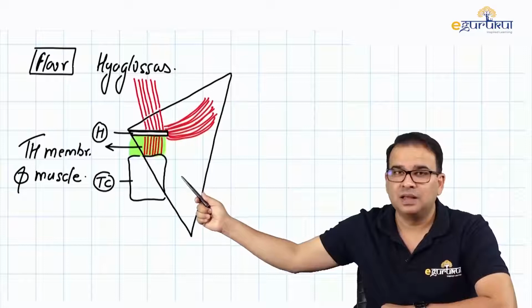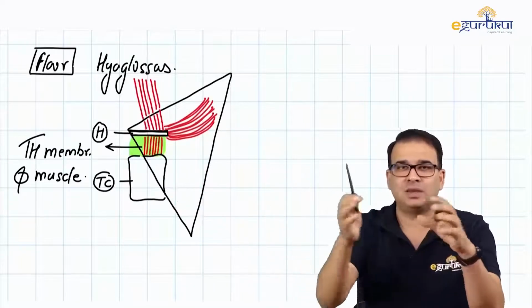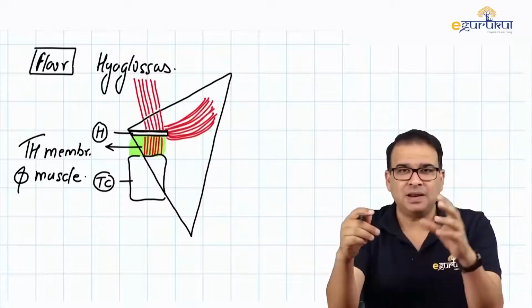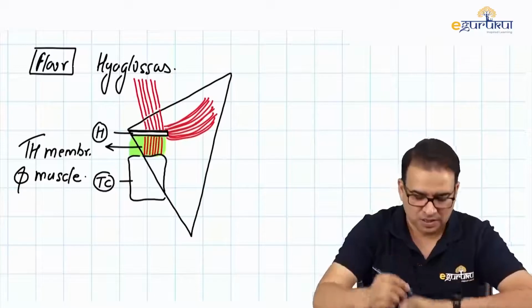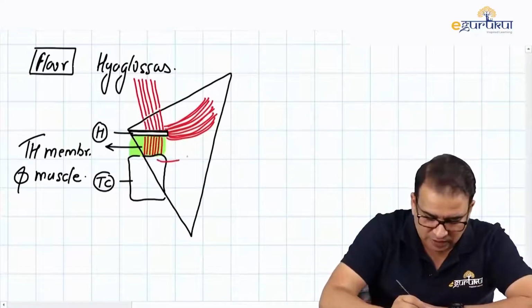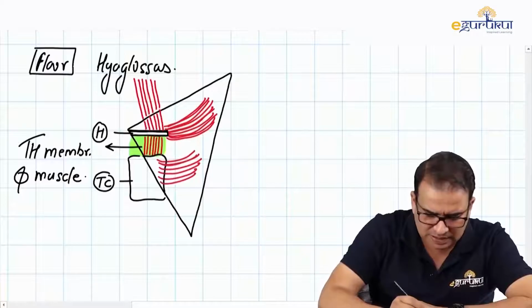Inferior constrictor. And which part of the inferior constrictor comes from thyroid cartilage? The so-called thyropharyngeus part. Remember, the inferior constrictor has two parts: one is thyropharyngeus, one is cricopharyngeus. So the thyropharyngeus part of the inferior constrictor, or simply let's say inferior constrictor.